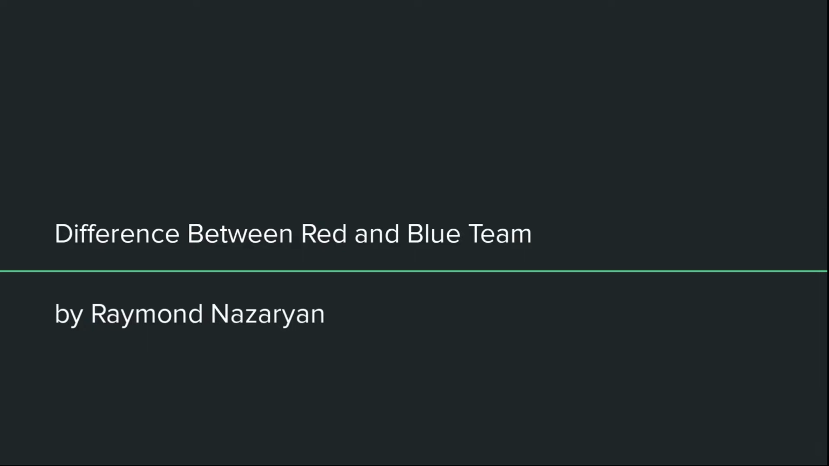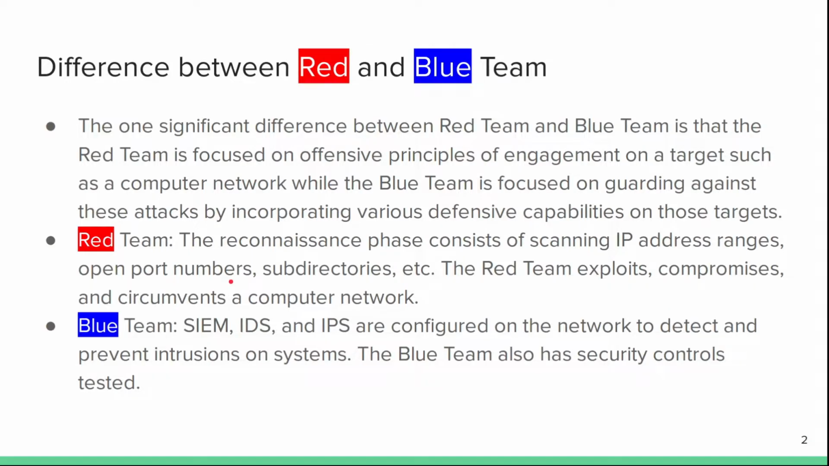Hello, so today I'll be talking about the difference between the red team and the blue team. The one significant difference between the red team and the blue team is that the red team is focused more on the offensive principle of engagement on a target, such as a computer network, while the blue team is focused on guarding against these attacks by incorporating various defensive capabilities on those targets.